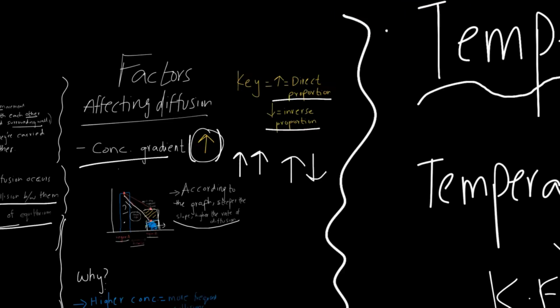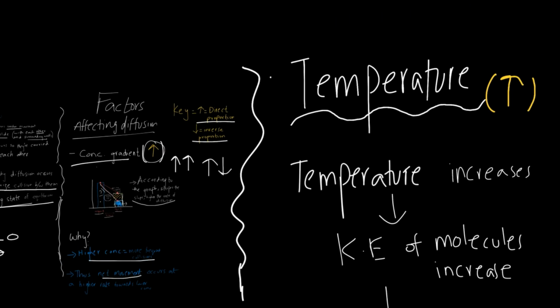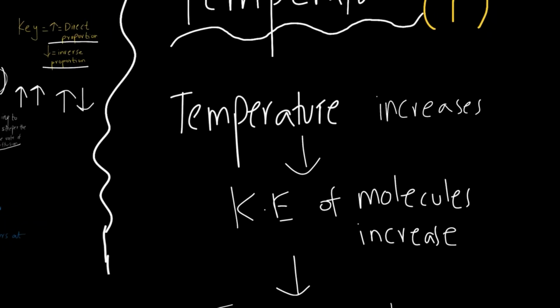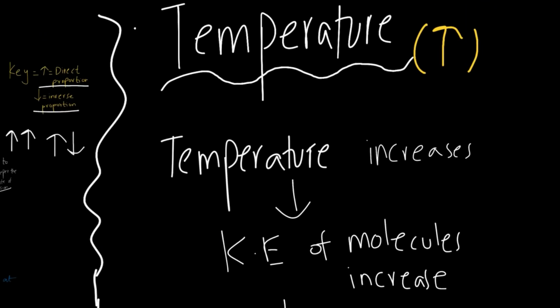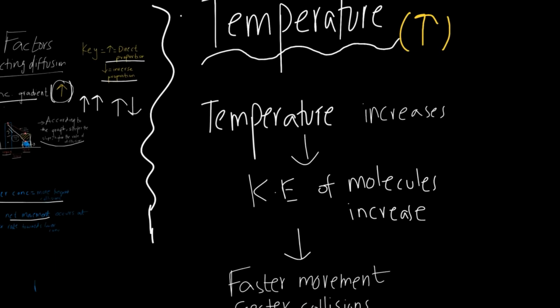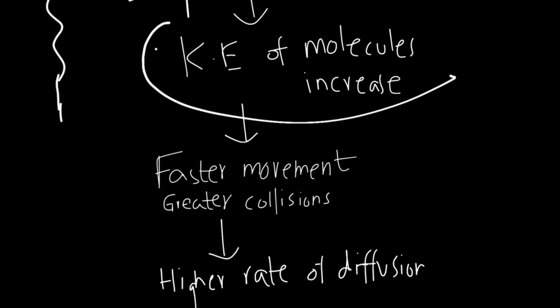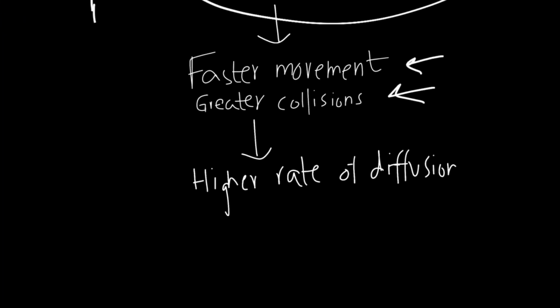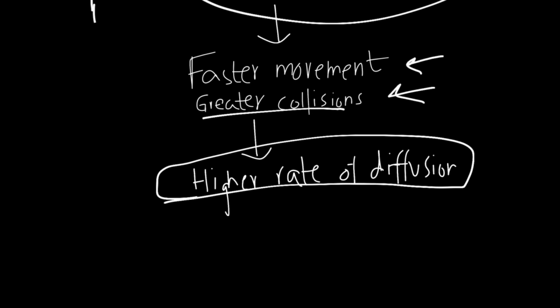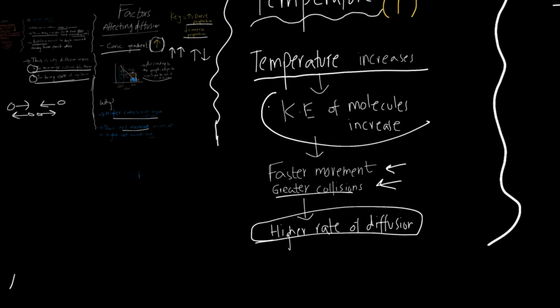So moving on to the next one, we have temperature. Now, temperature is a bit easier than the rest, because as temperature increases, we've already learned this in detail, the kinetic energy of molecules increases, and as the kinetic energy of molecules increases, the molecules move faster with greater collisions per unit time. So whenever there are greater collisions per unit time, the rate of diffusion is always comparatively higher. So that's all about temperature, right?